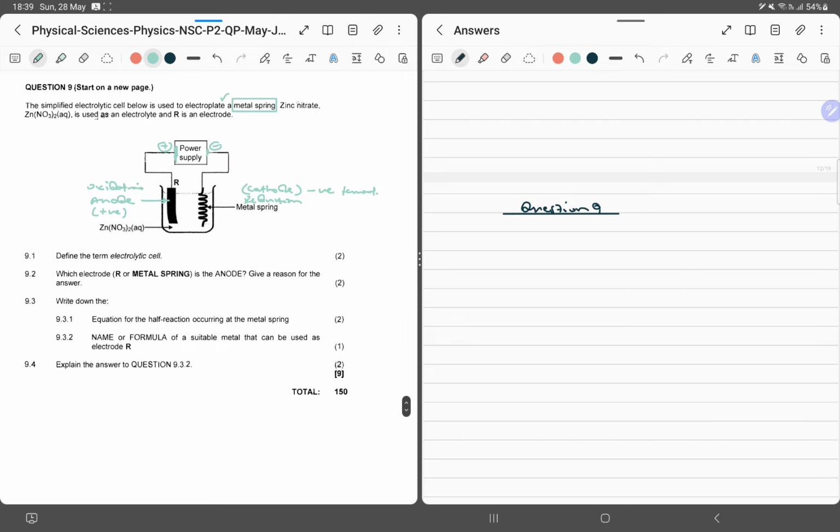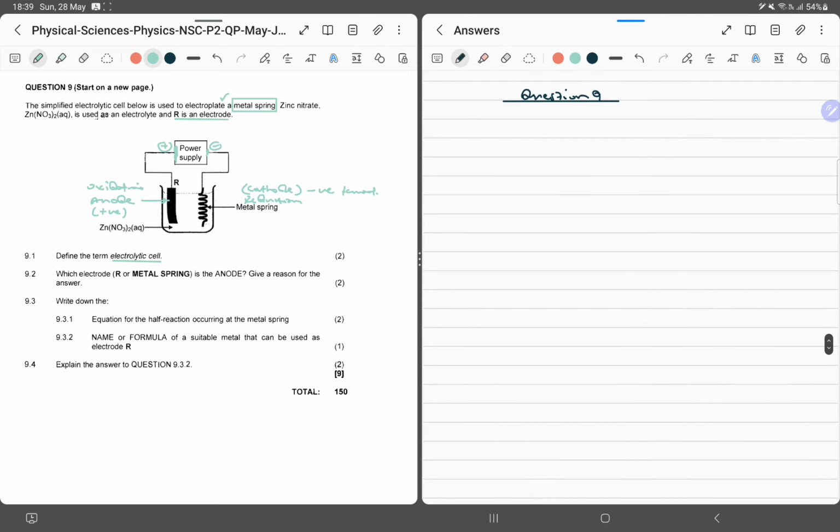Then we are told here, zinc nitrate solution is used as an electrolyte and R is an electrode, which they don't say much about. Now it says define the term electrolytic cell. Again, easy marks. Definitions are the bread and butter of physical science.